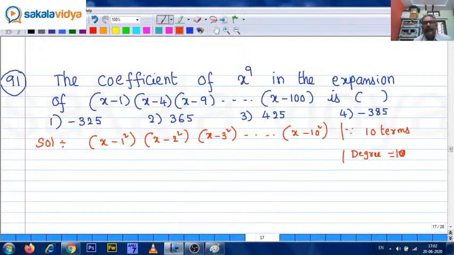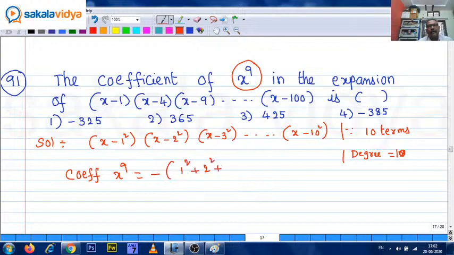Degree is actually 10. Degree 10 means we need again x to the power of 9. The coefficient of x to the power of 9 equals minus of 1 square plus 2 square plus 3 square and so on up to 10 square. So this is nothing but minus sigma of n square from n is equal to 1 to 10.